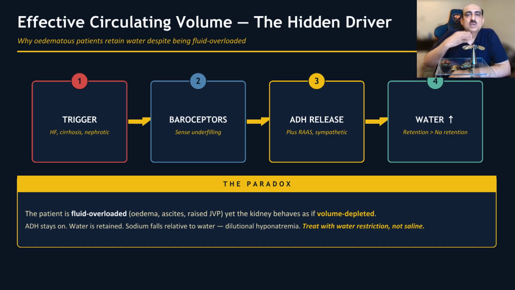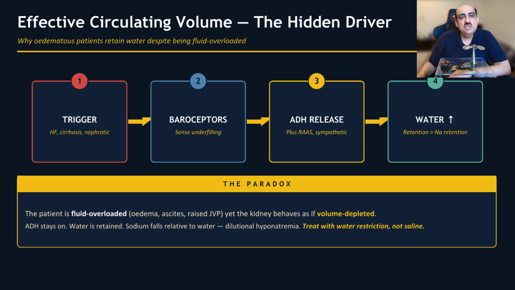Now, in heart failure, cirrhosis, and nephrotic syndrome, what happens? The blood pools or leaks into the interstitium, which is extravascular space. That leads to underfilling of the intravascular space, and then the arterial baroreceptors sense that as if there is volume depletion. That leads to the hypothalamus releasing ADH, and then the renin-angiotensin-aldosterone system is activated, and the sympathetic system is activated. This finally leads to sodium and water retention, but the water retention part is far greater than sodium retention. That leads to dilutional hyponatremia.